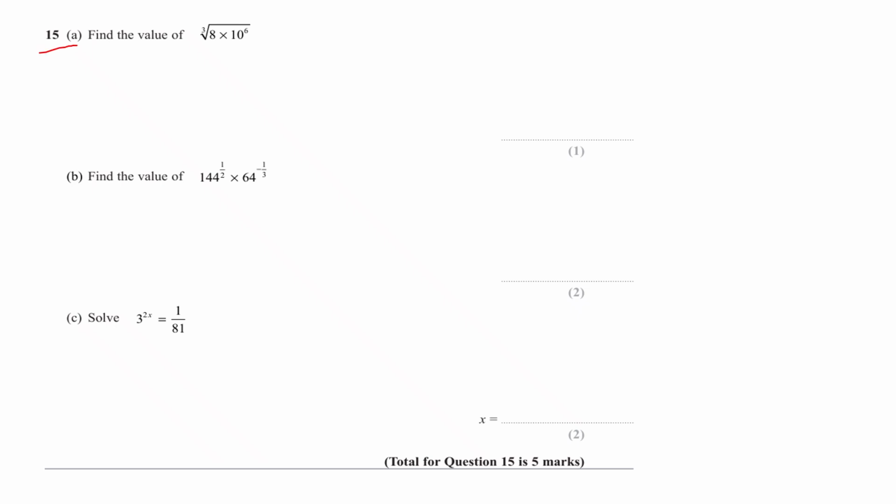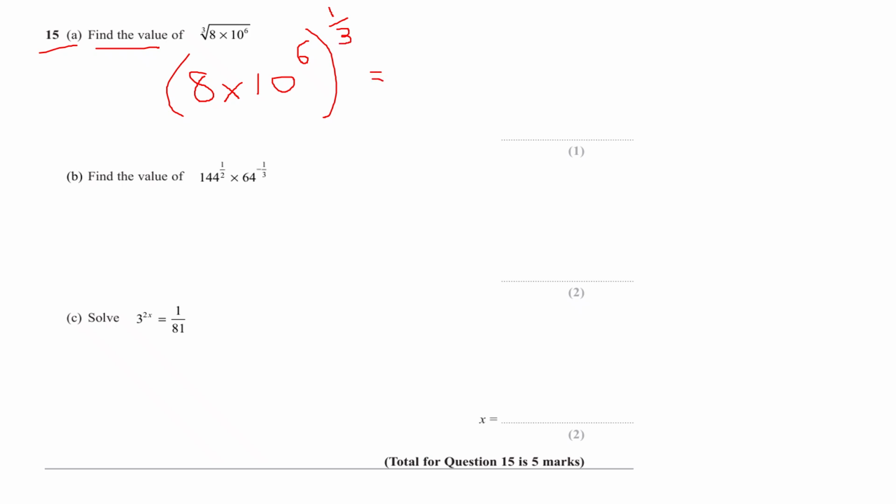So 15A, part A, that's to find the value of the cube root of 8 times 10 to the power of 6. Now, the cube root can be written as power of a third, so I can rewrite this as 8 times 10 to the power of 6, all raised to the power of a third, or 1/3. So power of a third means the cube root.